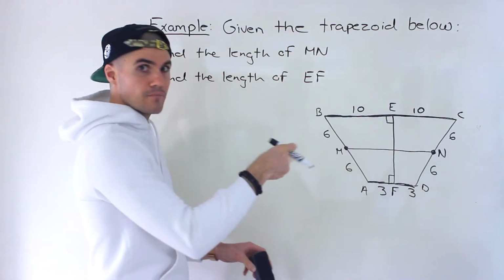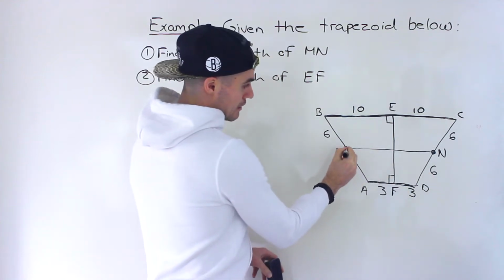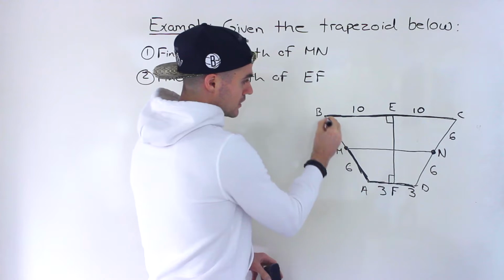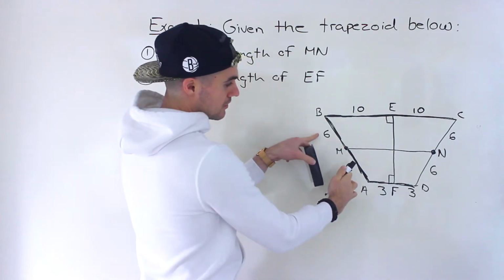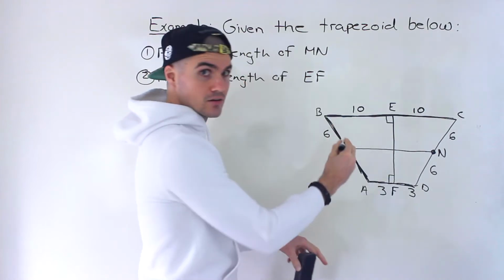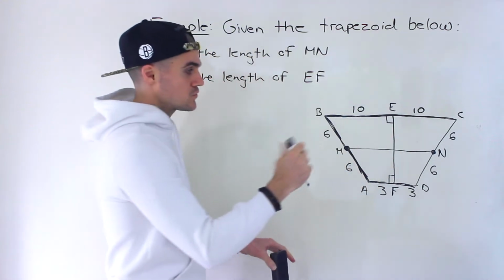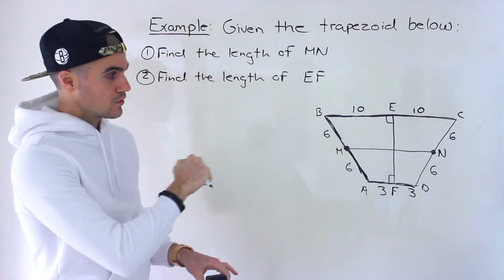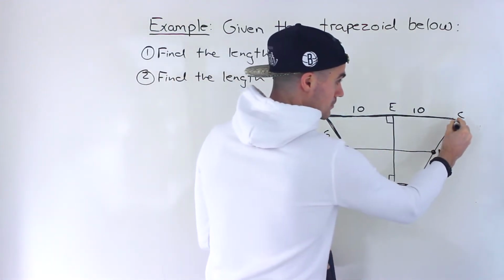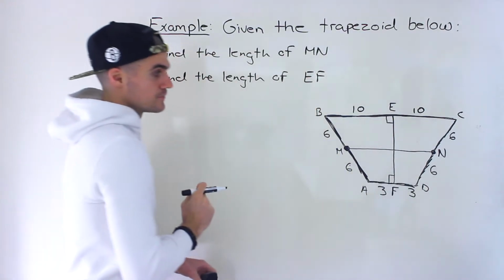Another thing I want to mention is that this M and this N over here are the midpoints of these sides, because this length over here is 6, and this length over here is 6. Because these two lengths are equal, it means that this is the midpoint of this entire side. And same thing over here. So in previous questions, we were told that M and N were the midpoints. In this case, you have to notice that they're the midpoints because this length and this length are the same.